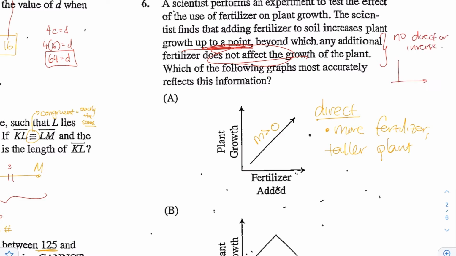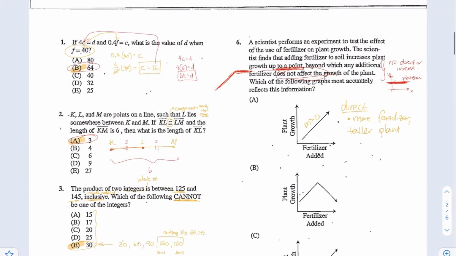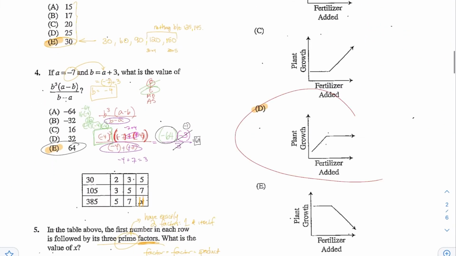So the graph will just be a flat line, also called the plateau. So if a graph plateaus, that means that x, the independent variable, doesn't really affect the dependent variable. So you want to start out going up, and then it'll just flatten out. And you see that in choice D.